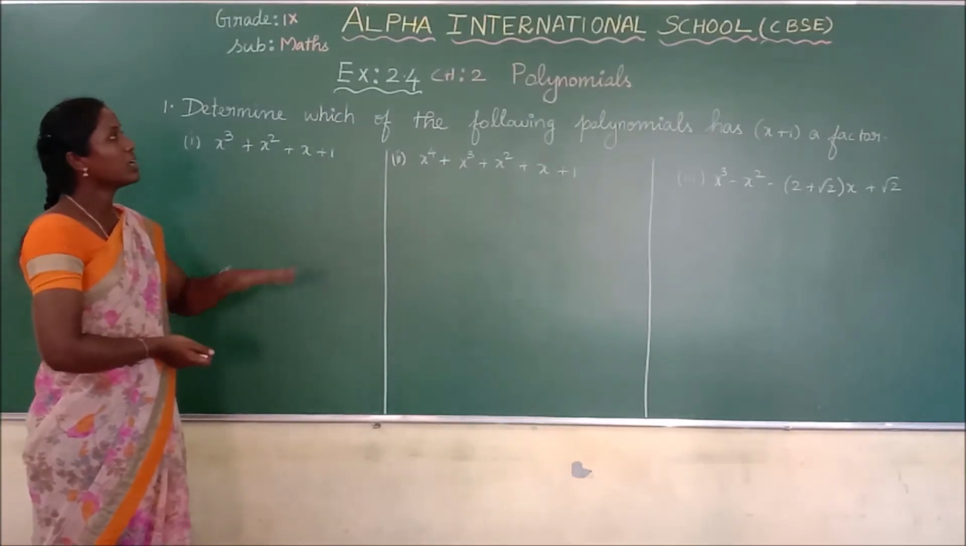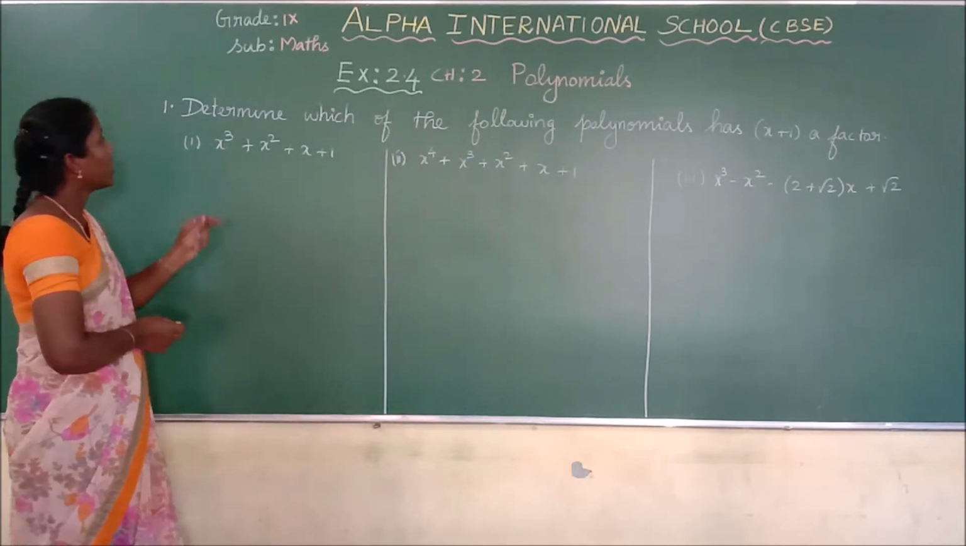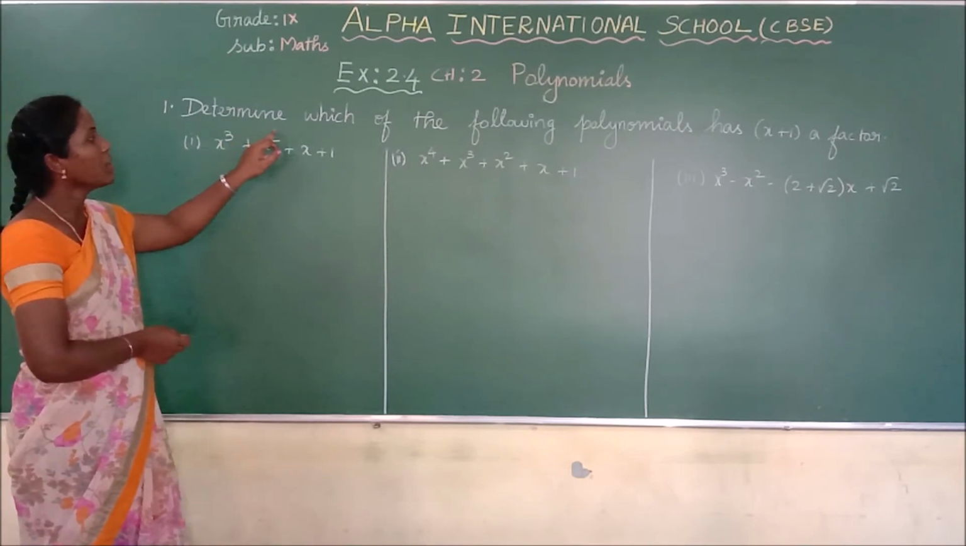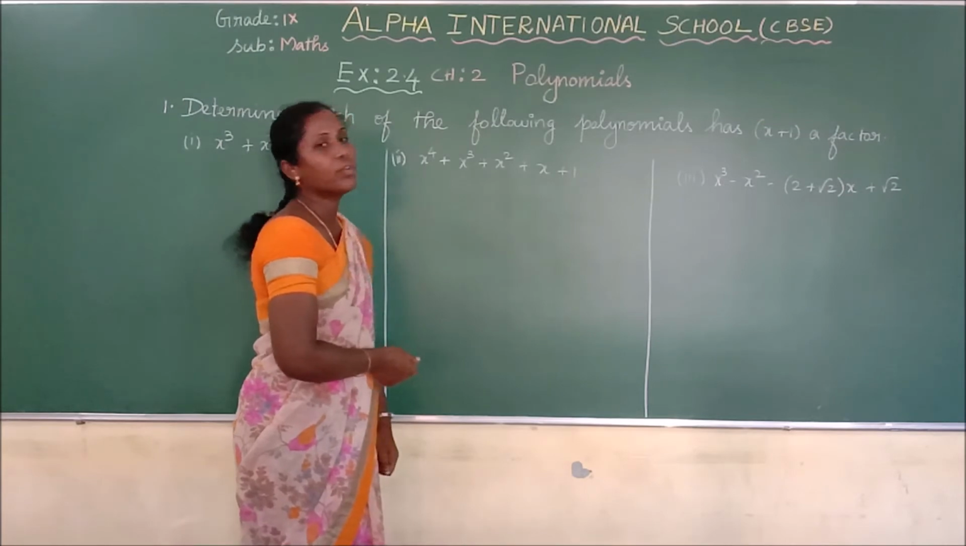So we are going to solve our fourth exercise based on the factor theorem. Now the first problem: determine which of the following polynomials has x plus 1 as a factor.